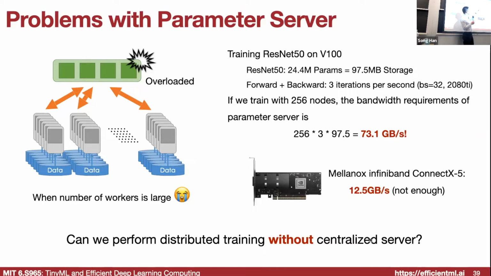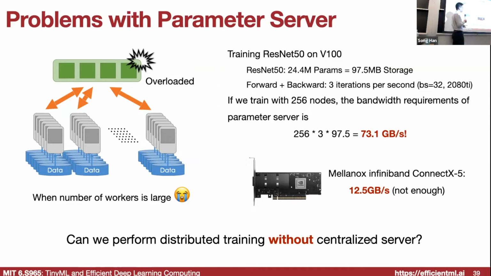So multiplying them together with 256 nodes, imagine we have 256 nodes connected to the centralized parameter server, how much communication bandwidth do we require? Just multiply them together, right? We have to send and receive across 256 nodes, okay? 3 times per second, okay? And each time we have to communicate roughly 100 megabytes. Okay? Multiply them together, boils down to 73 gigabytes per second of communication bandwidth.